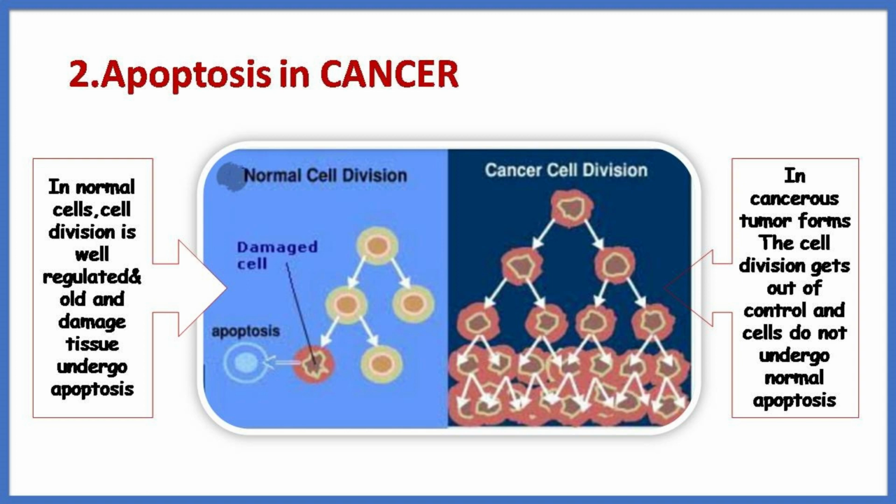But in the case of a cancerous tumor, cell division gets out of control and the cells do not undergo normal apoptosis, so continuous proliferation of cancer cells occurs, so that tumor formation or different cancers are produced.